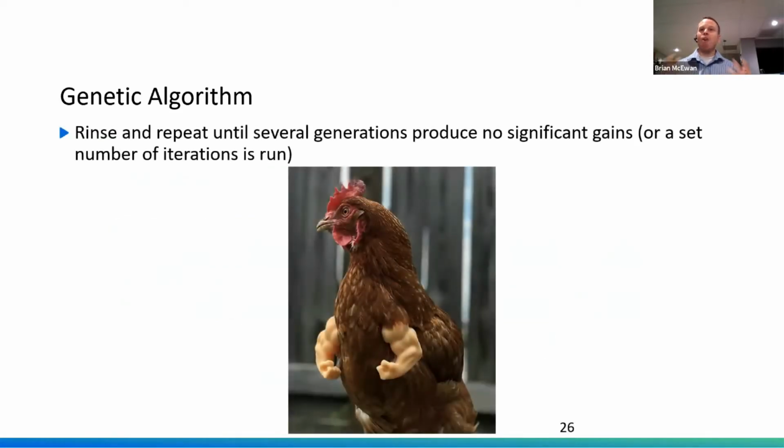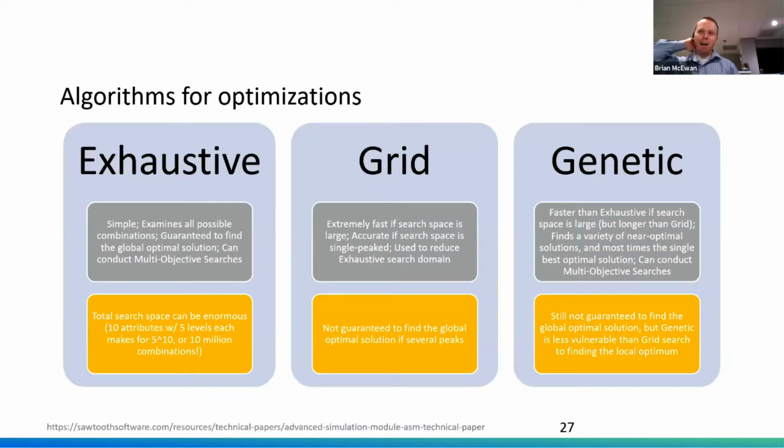So we keep doing that over and over and over again until the generations produce no significant gains. We also typically have a hard cap on the number of iterations that will run, and eventually we end up with a lot of really good solutions over generations and generations of the best mating and having offspring and things like that. So it's a really fun algorithm. It's a really interesting one to think about, and I just think it's so interesting to have taken that and applied it to something like conjoint analysis market simulators to optimize products. So that's our third option, called genetic.